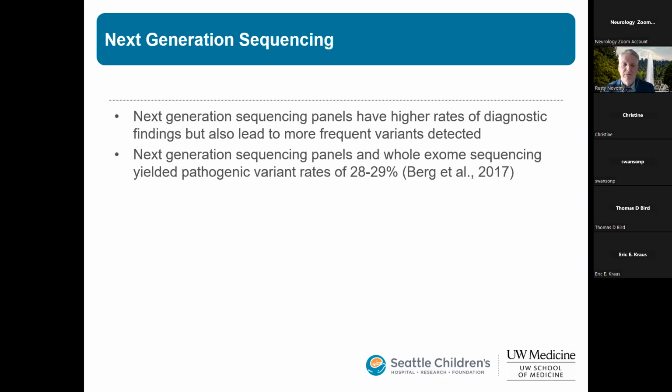Again, the most commonly used is next generation sequencing panels that have a higher rate of diagnostic findings, but also may lead to frequent variants that are of unknown significance. In a study that I was involved with, the diagnostic rate overall, and this was throughout multiple centers throughout the US, was around 28 to 30%, either using the broader genetic panels or exome sequencing.